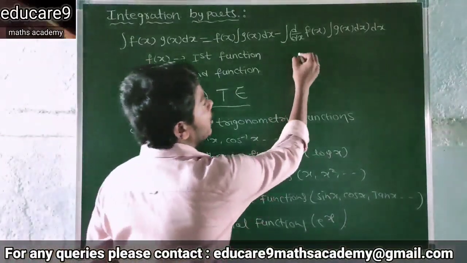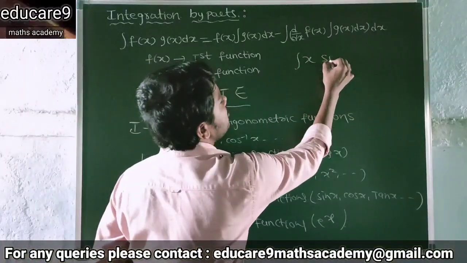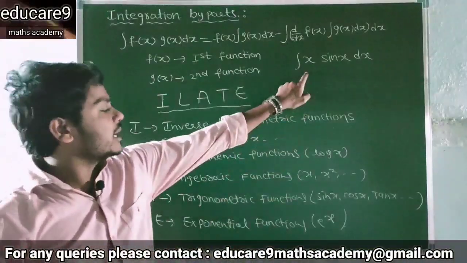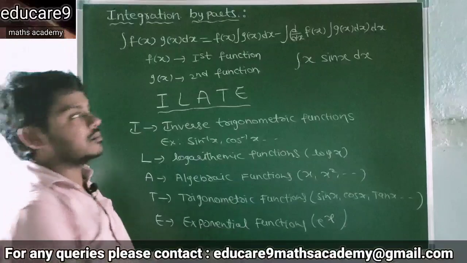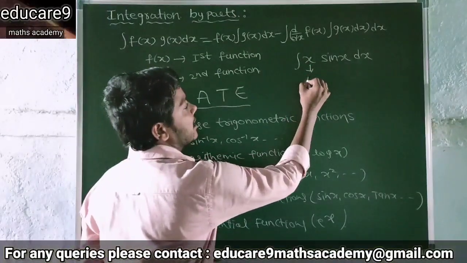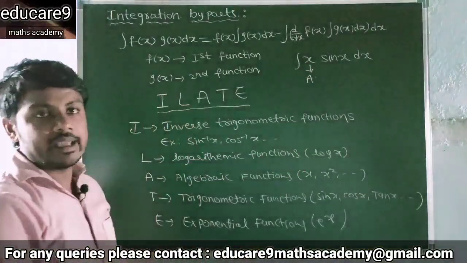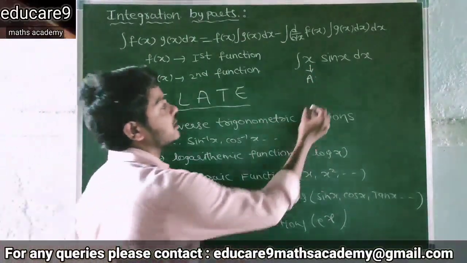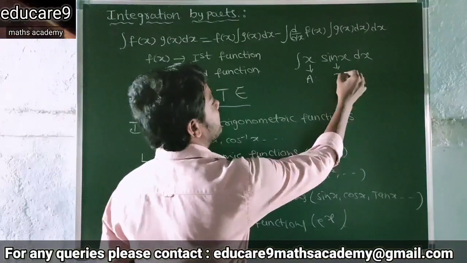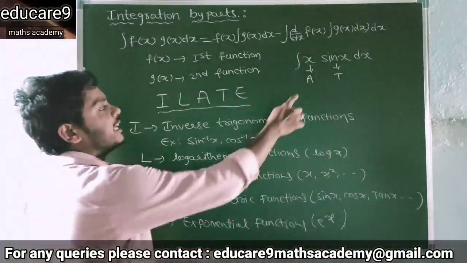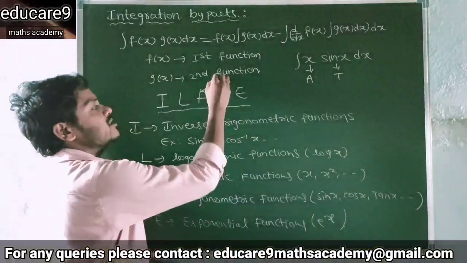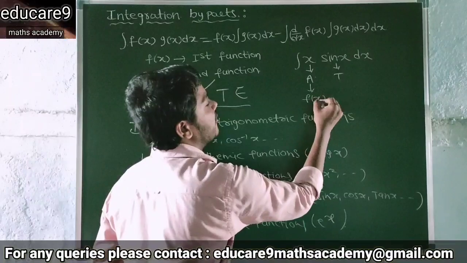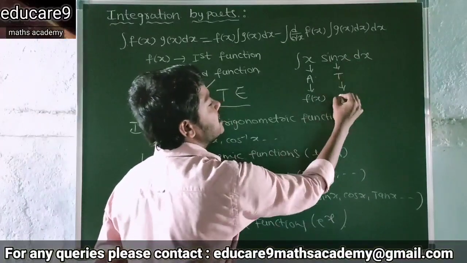For example, integration of x sin x dx. Clearly x is the algebraic function, so that is letter A, and sin x is the trigonometric function, so that is T. What is the first letter in these two? A is the first letter. Therefore x is the first function, that is f of x, and sin x is the second function, that is g of x.